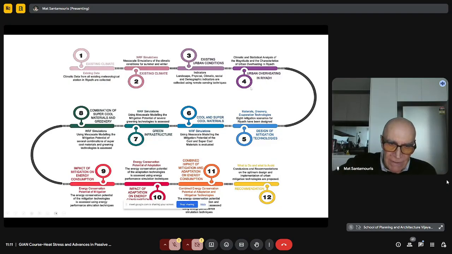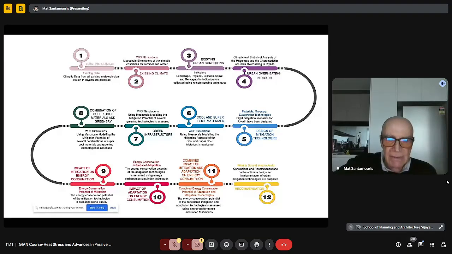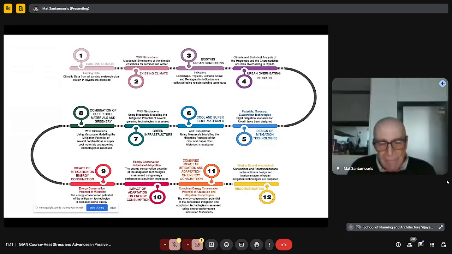Once we had a very good understanding of the potential impact of all the considered mitigation technologies on energy consumption, we analyzed how these potential energy benefits can be combined with other measures related to energy conservation and adaptation, in order to prepare and propose a holistic and integrated energy conservation framework.